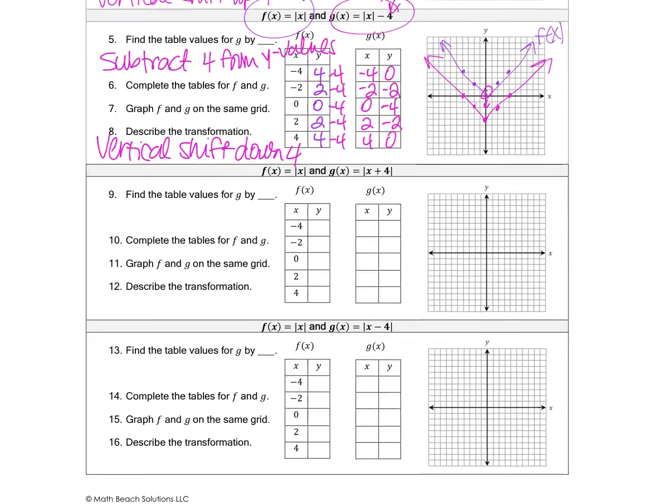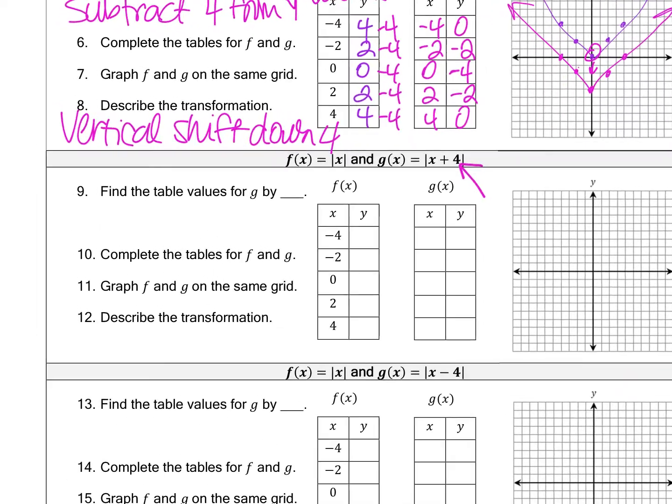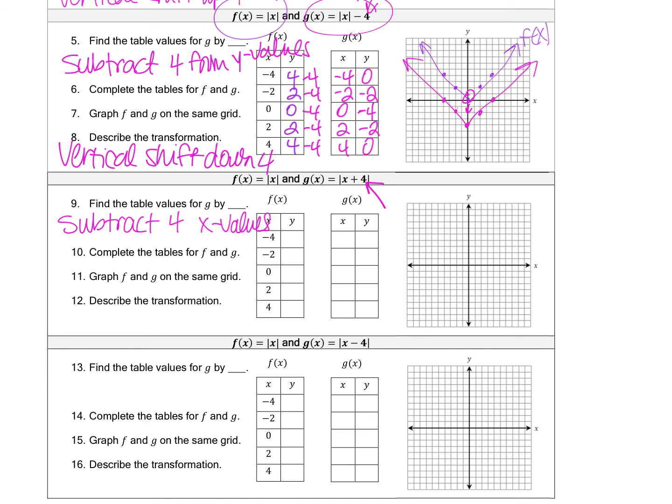Okay, so now looking at the next one, notice the difference on this one. We're still dealing with plus 4, minus 4, but it's on the inside of your absolute value bars. So in order to find your values in your table G, if it's on the inside, you're actually going to be doing the opposite. You're going to be subtracting 4 from your x values. Okay, so this is my parent function. And then we're going to subtract 4 from our x values. So when I subtract 4, that would be negative 8, negative 6, negative 4, negative 2 and 0, and then my y values are going to stay the same.